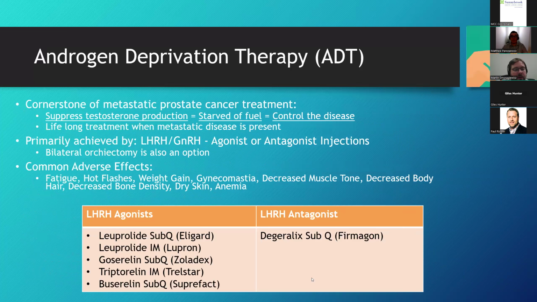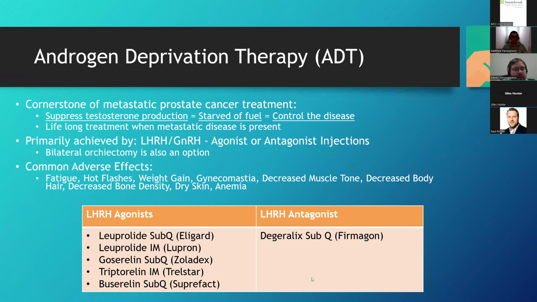So I'll talk about androgen deprivation therapy a bit. It's definitely the cornerstone of metastatic prostate cancer treatment. So the goal is to suppress testosterone production, to starve the cancer of fuel, and therefore control the disease. It's a lifelong treatment when metastatic disease is present, primarily achieved by using LHRH agonist or antagonist injections. Bilateral orchiectomy is also an option. Common adverse effects or side effects include fatigue, hot flashes, weight gain, gynecomastia, decreased muscle tone, decreased body hair, decreased bone density, dry skin, and anemia.